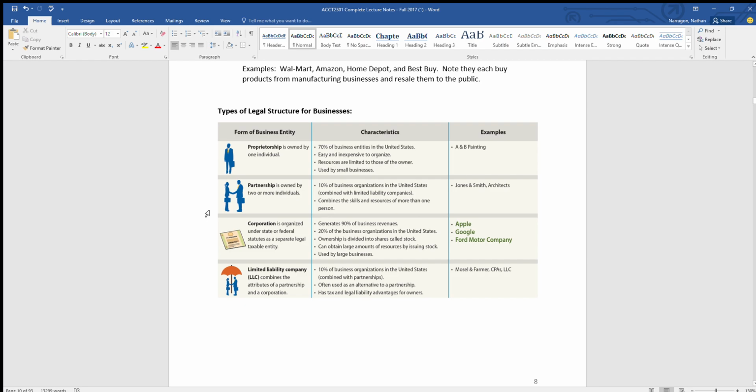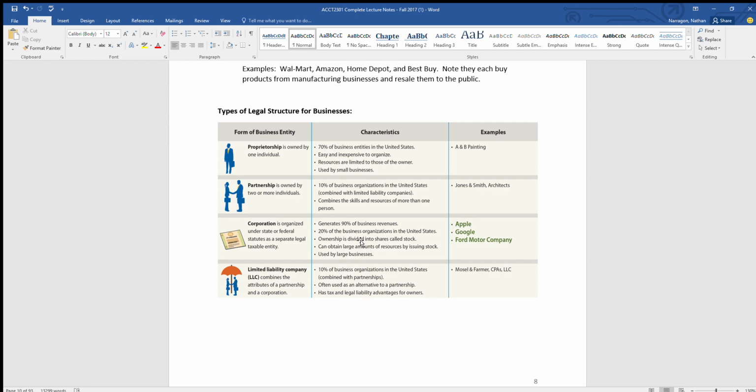The major one that we're going to focus on more is corporations. These are organized under state or federal statutes as a separate legal taxable entity. They usually generate 90% of business revenue. Yay! The only thing is, 20% of these business organizations are in the United States. Most of these big corporations are outside the US, so they don't really help provide taxes and other items that the US needs. So corporations are huge.